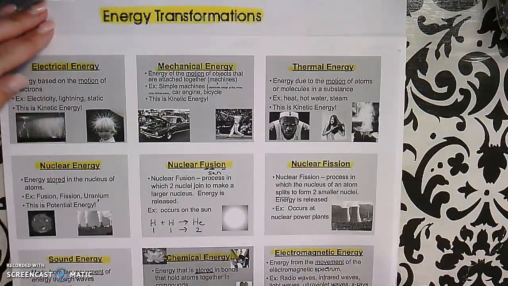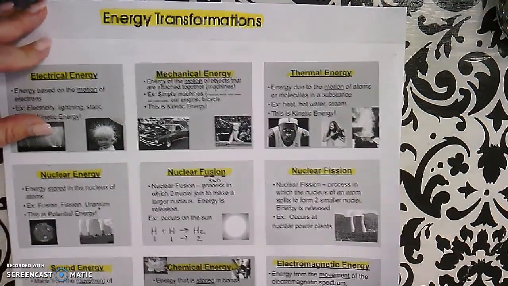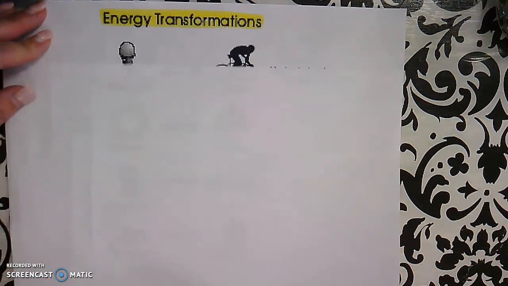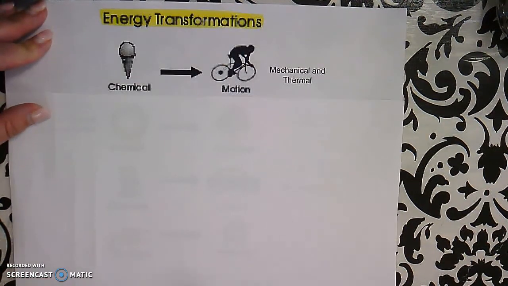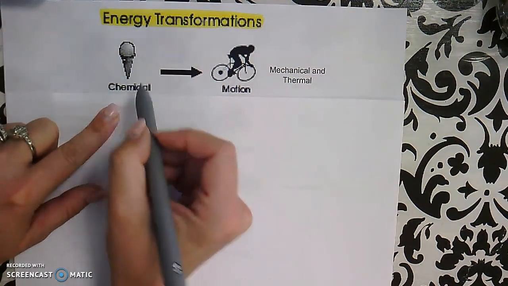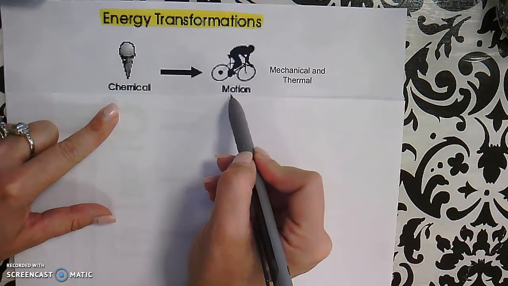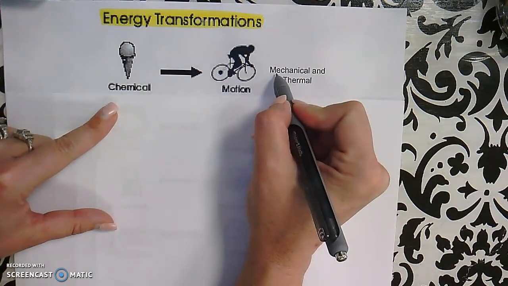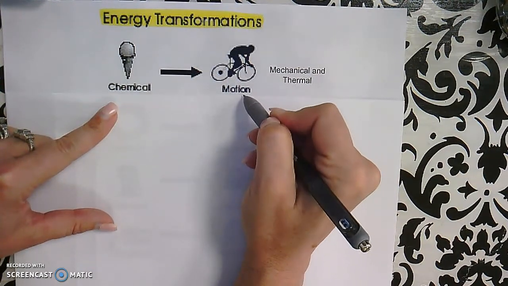So we've got this page over energy transformations. So we have an ice cream cone going to a person on a bicycle. So the ice cream is food, so that is chemical energy going to the person on the bicycle. So it's listed as motion. We would say that that is mechanical. You could also see, like on a multiple choice, that it might be called motion.